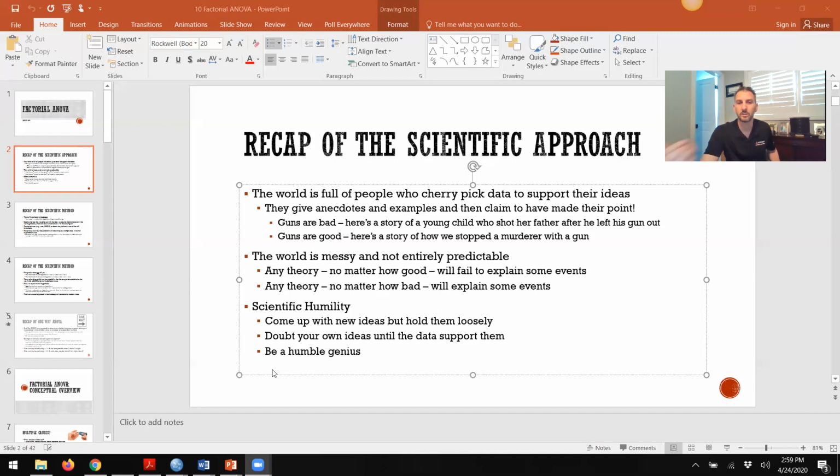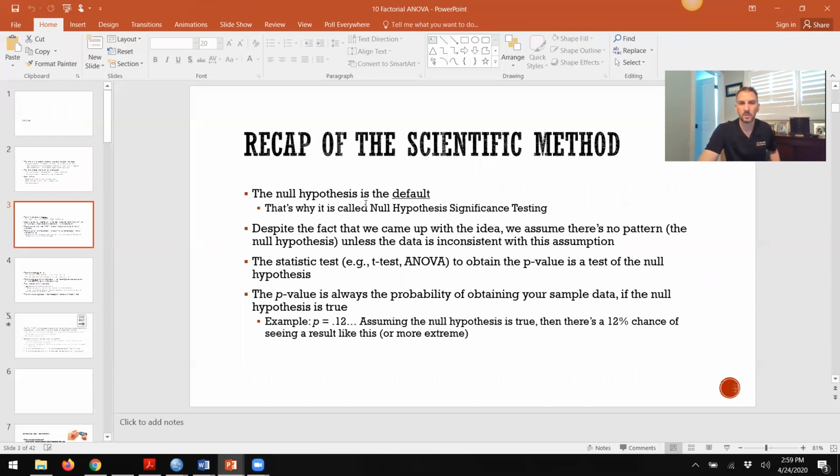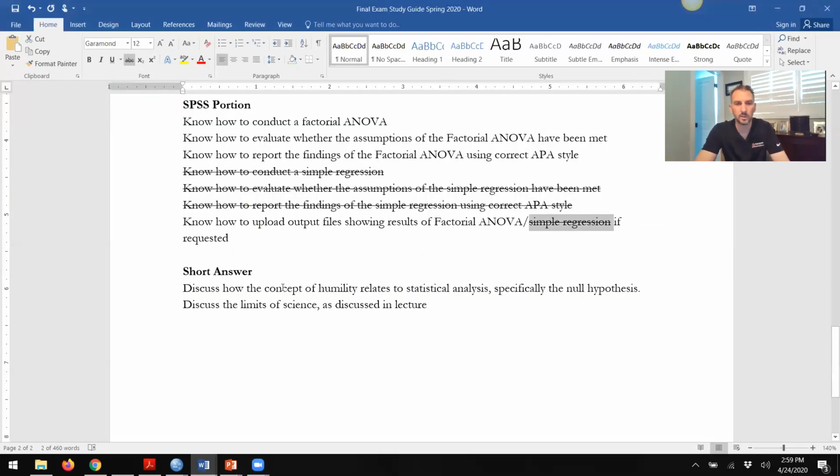I want you to put it into your own words, starting off with the null hypothesis, and explain it from that idea. And so you can talk about this. Despite the fact that we came up with the idea, we assume there's no pattern unless the data is inconsistent with this assumption. All right, so that is for this one, the concept of humility, but also discuss the limits of science.